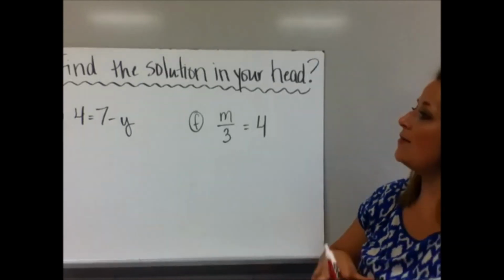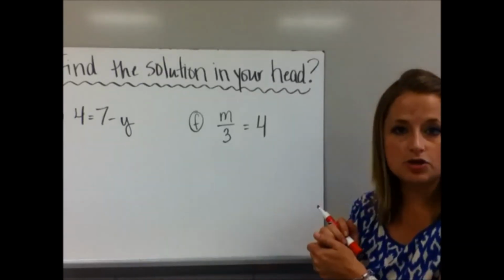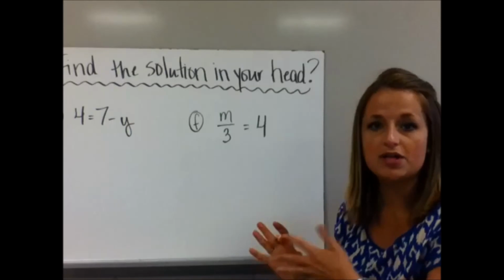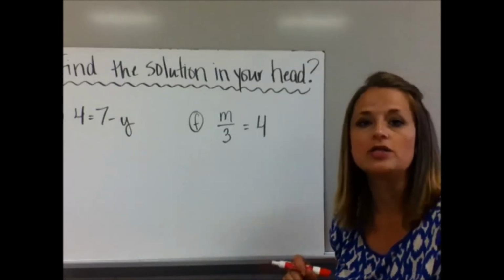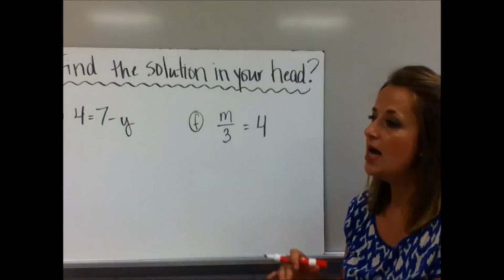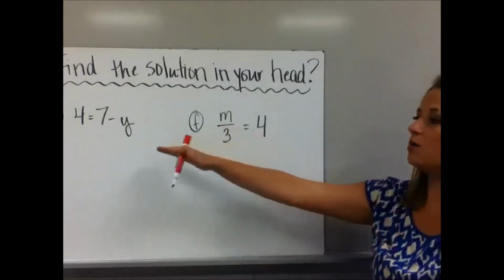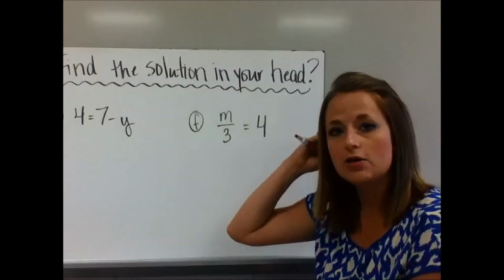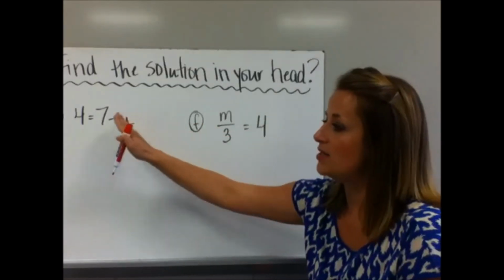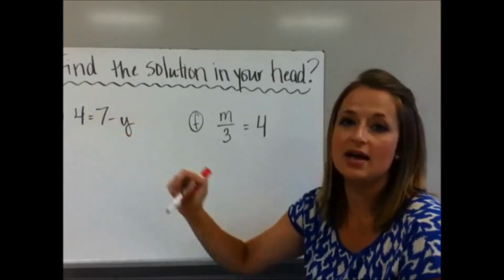Now finally, I want you to try and find these solutions in your head. These are baby equations. Next chapter we'll get into bigger equations that I don't want you to do in your head. But just to exercise your brain, think about these. What could y be? What you're asking yourself is what's something that y could be so that when I subtract it from 7, I get 4.